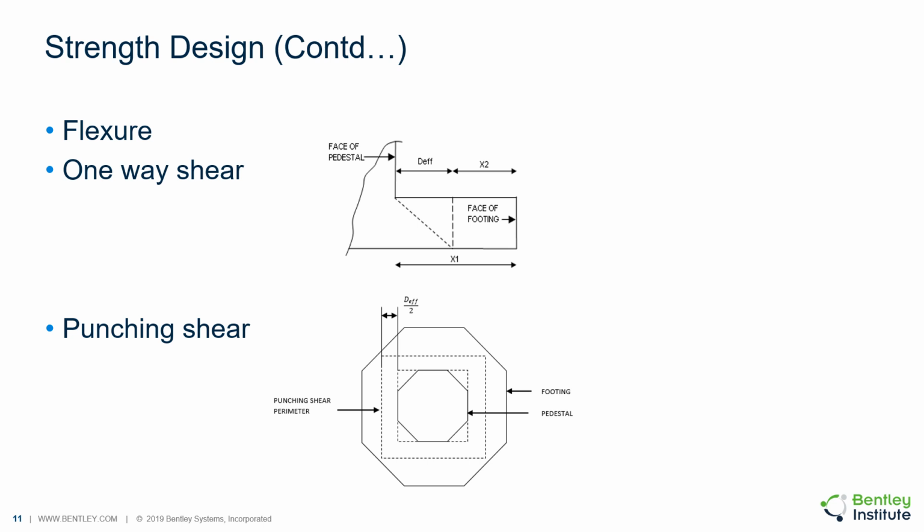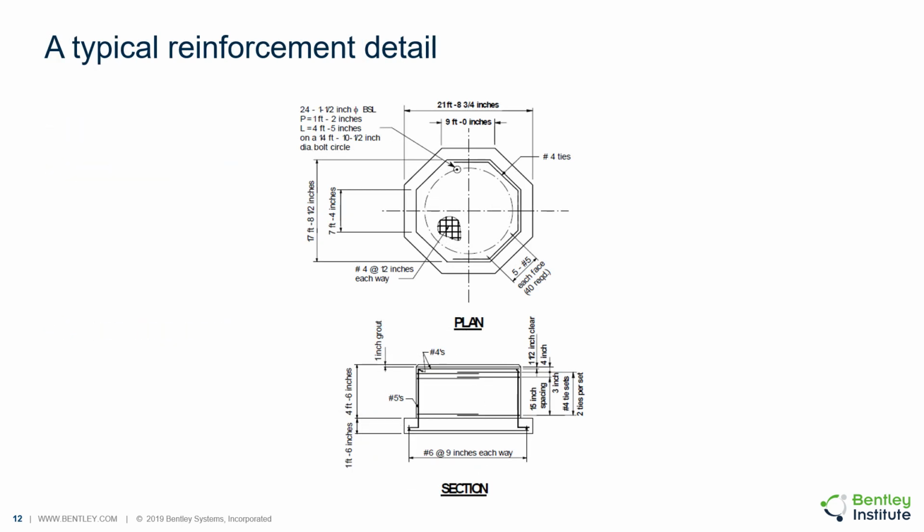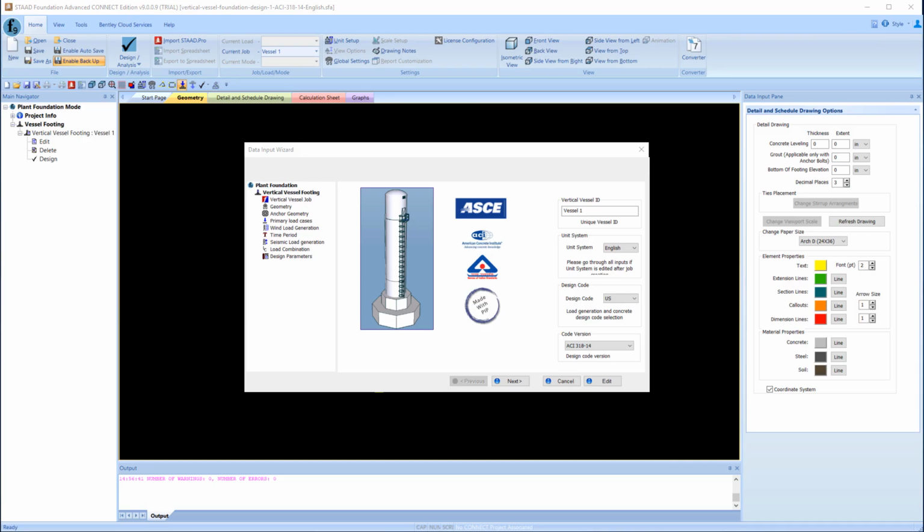The software checks that the footing is thick enough to allow for enough embedment of the pedestal dowels. It also checks that the footing is wide enough to accommodate the development length of bars from the face of the pedestal. I included this slide just to show a typical reinforcement detail of an octagonal footing for a vertical vessel supported on soil. Let us now get into the software STAAD Foundation Advanced and see how we can define the vertical vessel foundation using a very simple wizard-based input.